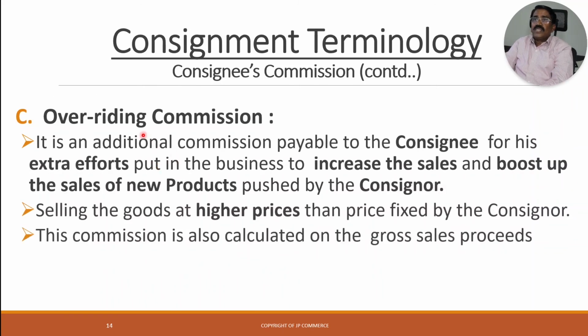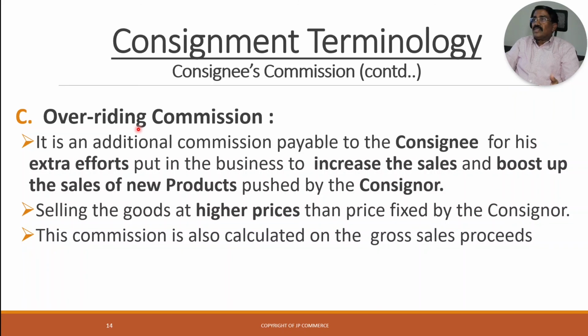Now the third one is an overriding commission. It is an additional commission payable to the consignee for his extra efforts put into the business to increase the sales and boost the sales of a new product purchased by the consignor, or for selling the goods at higher prices than the price fixed by the consignor. This commission is also calculated on the sales proceeds. The normal or ordinary commission, del credere commission, and overriding commission are all calculated only on the gross sales.